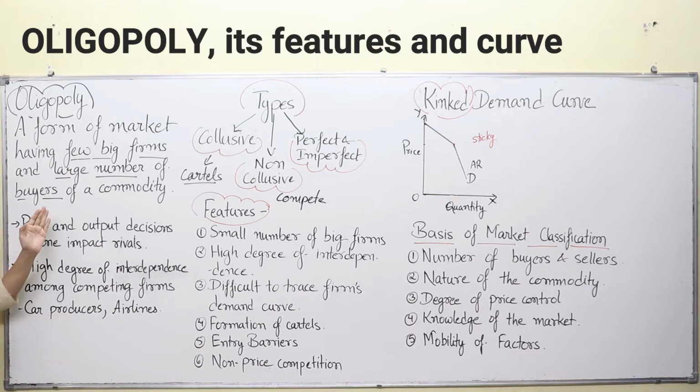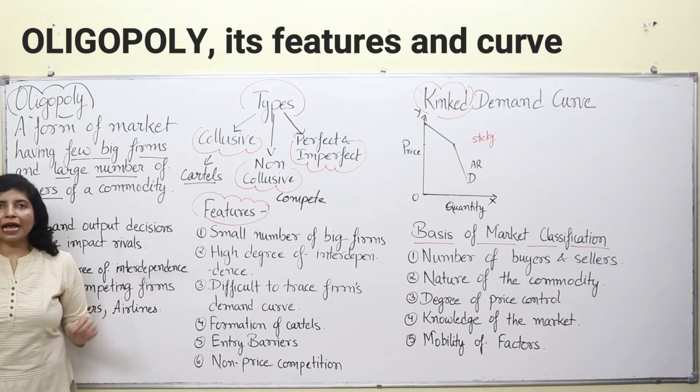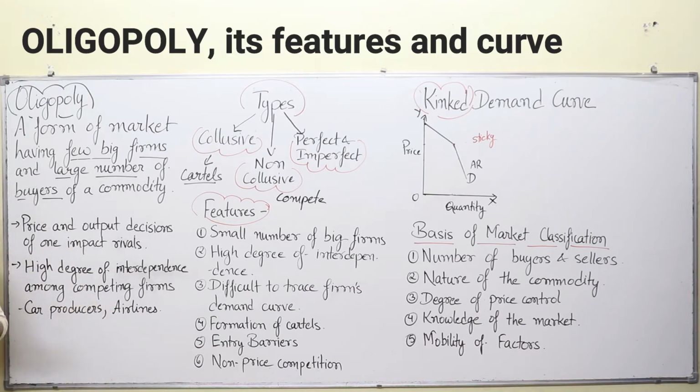The basic thing about oligopoly is that the price and output decisions of one impact its rivals. Why? Because there are very few firms. They are in competition with one another, their moves are closely watched by their rivals, and their decisions are followed by their rivals too. For example, Pepsi and Coca-Cola are the biggest players in the cold beverage industry in India. If the price of Pepsi decreases, the price of Coca-Cola will also have to be reduced. Why? Because the reduced Pepsi price will lead to more demand for Pepsi and Coca-Cola will lose its market share. To stop its market share from decreasing, Coca-Cola also will have to reduce its prices.